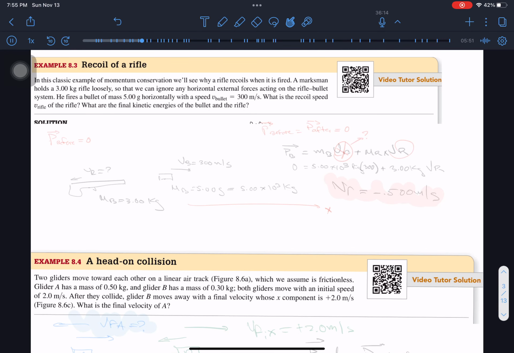A marksman holds a 3-kilogram rifle loosely so that we can ignore any horizontal external forces acting on the rifle-bullet system. He fires a bullet of mass 5 grams horizontally with a speed of 300 meters per second. What is the recoil speed of the rifle? What are the final kinetic energies of the bullet and the rifle?